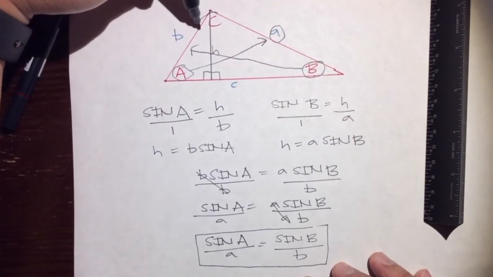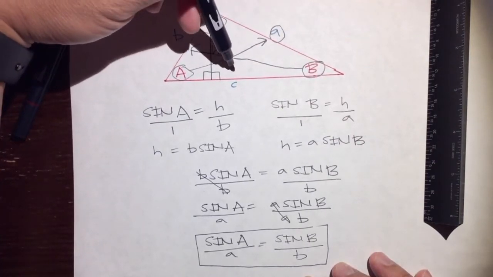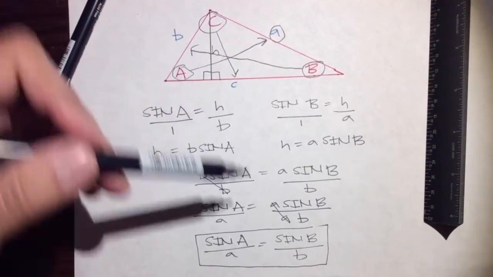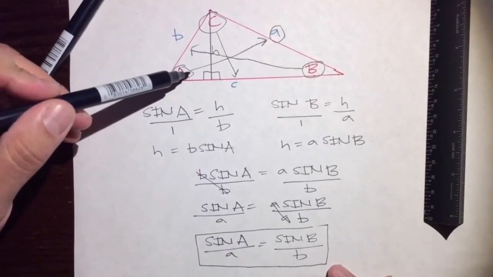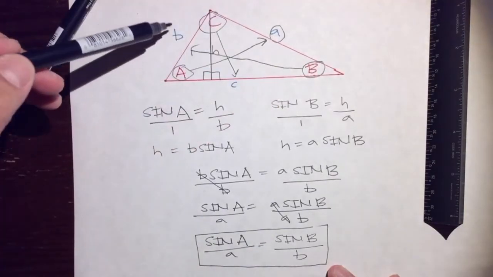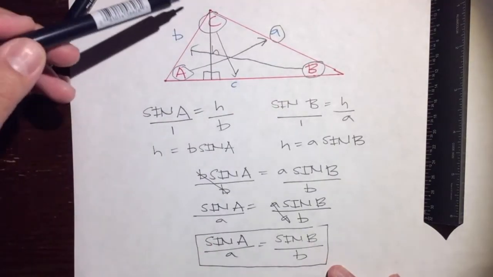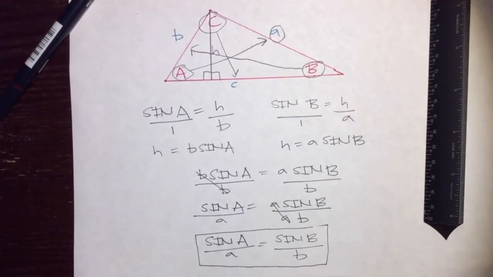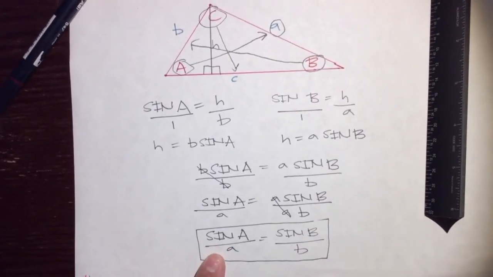Just look at C. The sine of C is over its opposite side, C. So the sine of angle A over its opposite side is equal to the sine of B over its opposite side. And you could even say that it also equals the sine of C over its opposite side, C. This right here will help us find angles and sides for triangles that aren't necessarily right triangles. This would work for right triangles, but it also works for triangles that aren't right triangles.